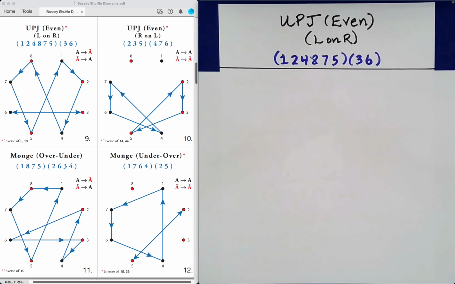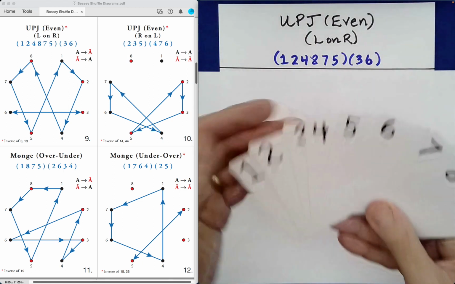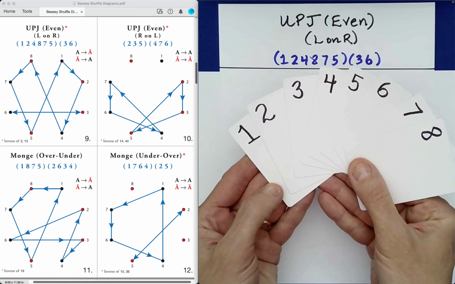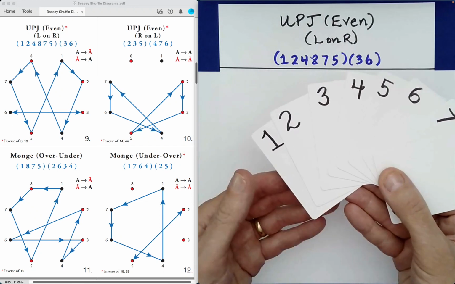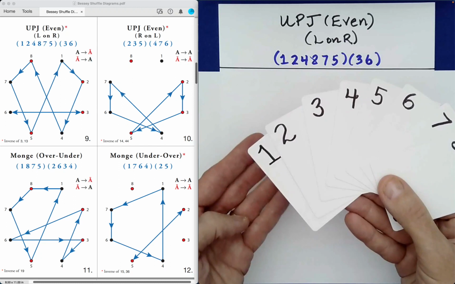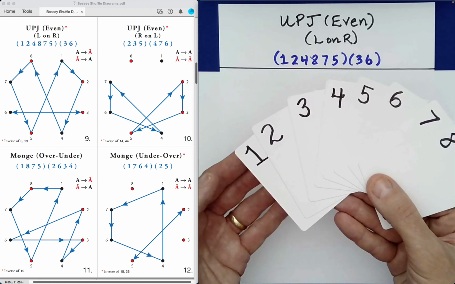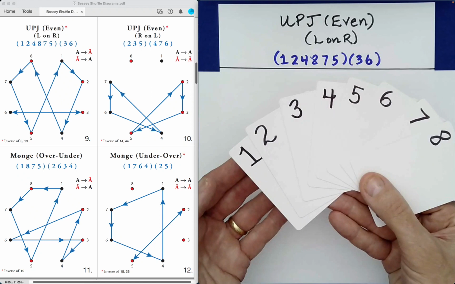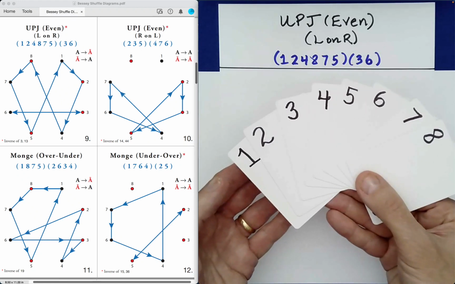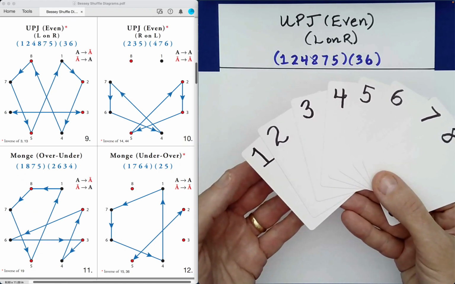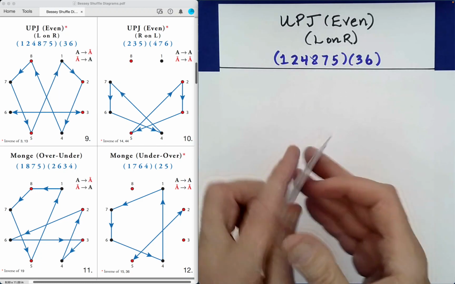So moving on to our next shuffle in this series, let's take a look at shuffle number 9, which is the top left shuffle on the diagram to the left. And we call this shuffle an even up jog. As always, we'll begin with an ordered packet, 1 through 8, and then we'll perform our shuffle, record the outcome of that shuffle, and then describe the permutation involved, first in Cauchy's two-line notation, and then we'll rewrite that in cycle notation.